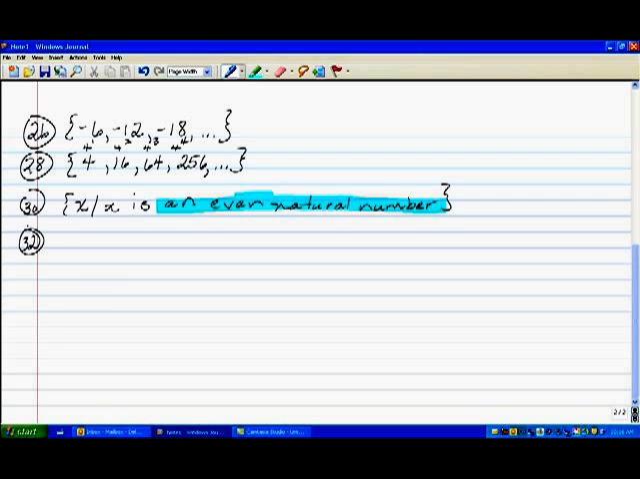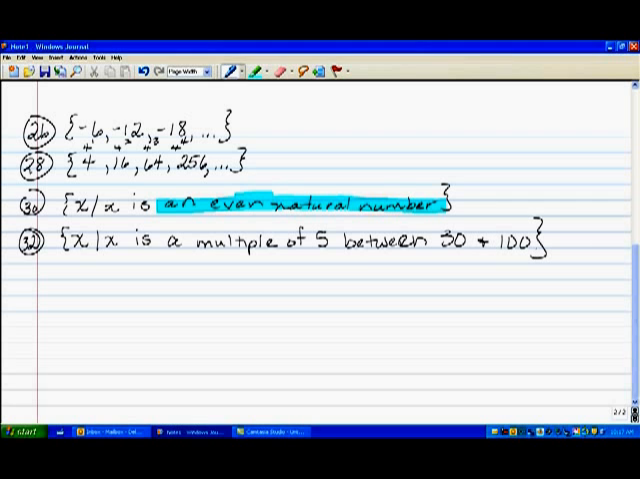32, we have 35, 40, 45, all the way up to 95. So what we have to think about, what would be the word descriptions? Well, those are multiples of 5 between 30 and 100, okay, would be one way to think of it. So x such that x is a multiple of 5 between 30 and 100.